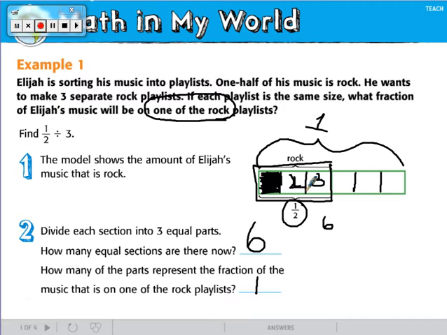Now, in order to make it to where I could see how much this one playlist is represented on the total, I had to separate the other side into thirds as well, which gave me 6 total pieces. Okay? For the entire. This represents 1 whole. I now have 6 pieces out of my whole, and 1 of those pieces is what we care about for the rock playlist. So each one of the rock playlists represents 1/6 of his total music collection. Does that explain it a little bit better? Yeah. Okay. All right.